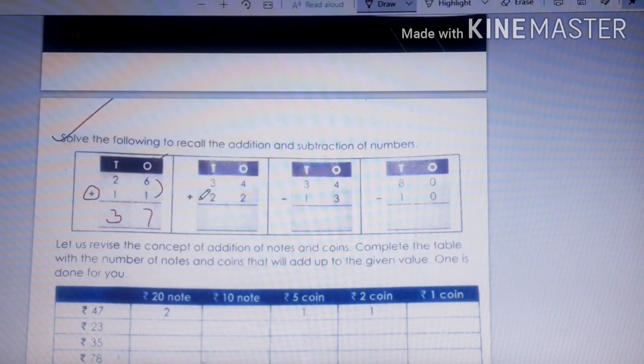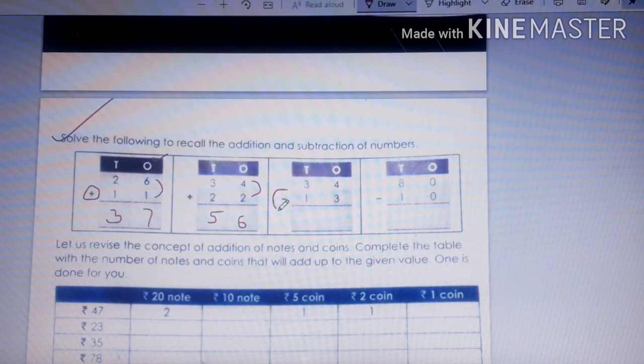Next, again it is addition. Let's start from ones place. 4 plus 2 is what? 6. And 3 plus 2 is what? 5. Very good. Let's move to next.